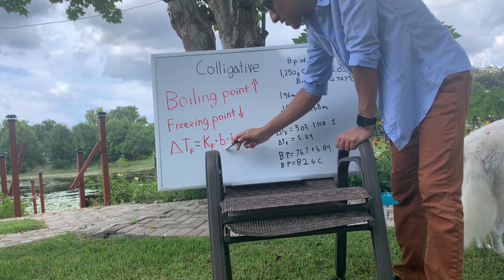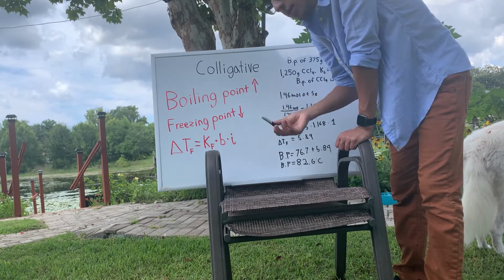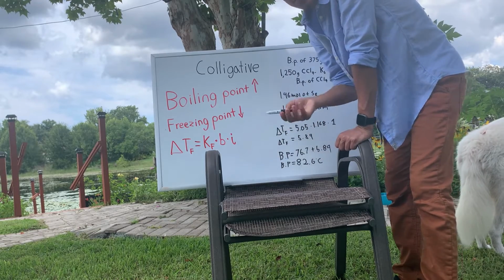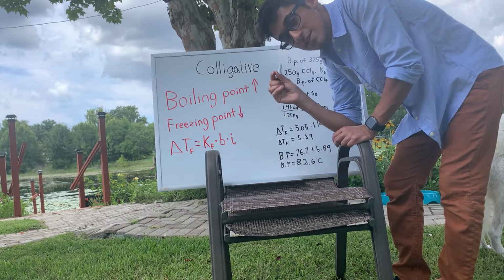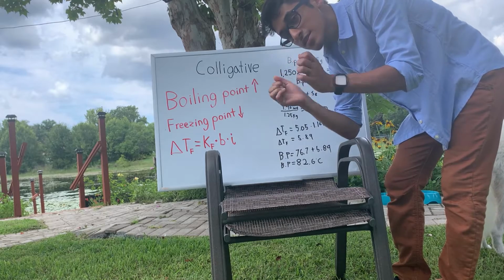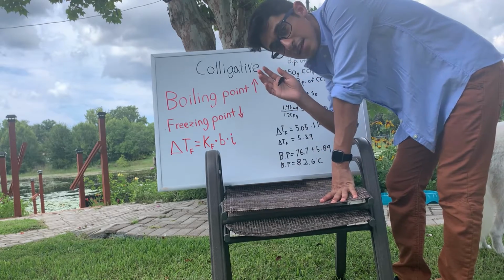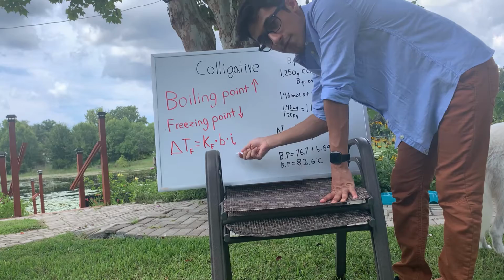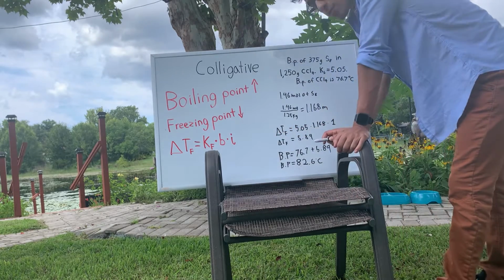The molality is, remember, moles of solute over kilograms of solvent, and then the Van't Hoff factor. Now, this is when you add a solute into a solvent, and the solute will dissociate. And the amount of ions that the solute dissociates into is the Van't Hoff factor. Now, let's try a problem.